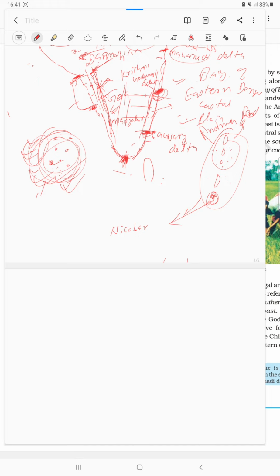The southernmost part of India is what? Indira Point. I already discussed in a previous video that Indira Point is found in this area. Here is the Indira Point, that is located in where? In Nicobar. Clear? This one is the Indira Point. The 10-degree channel divides Andaman and Nicobar. Sometimes a question asks which channel divides Andaman and Nicobar. That is the 10-degree channel.